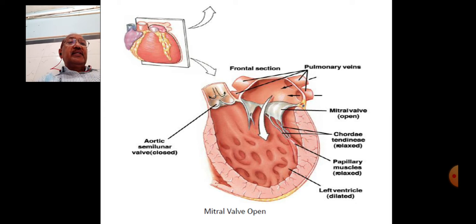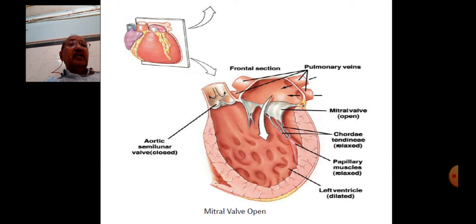And if you see here, this frame is in diastole as the mitral valve is open, and there are chordae tendineae which are relaxed, and there is a dilated left ventricle.